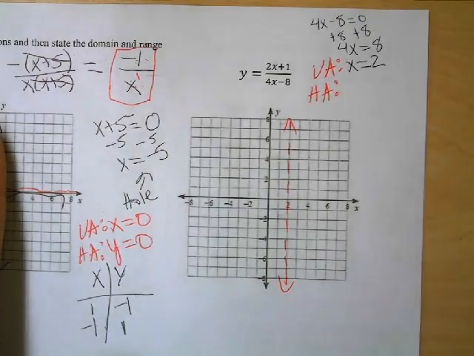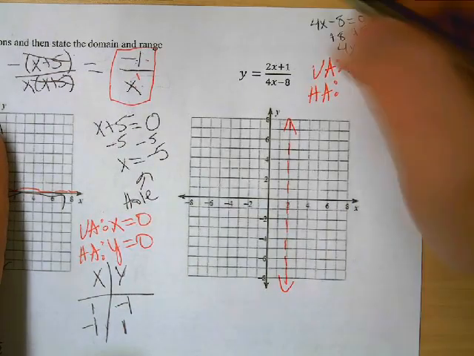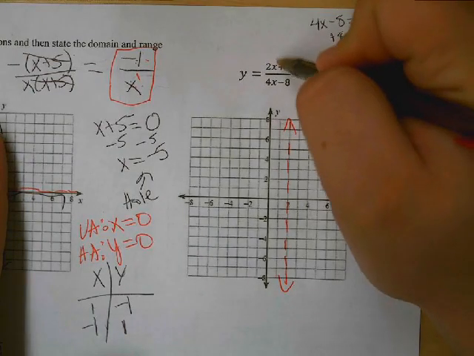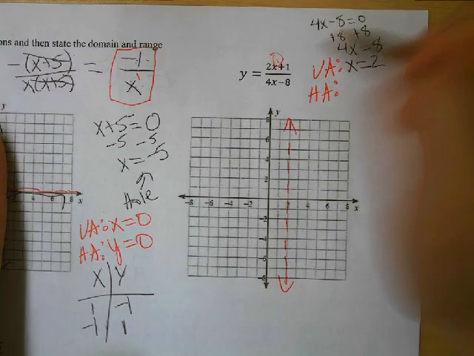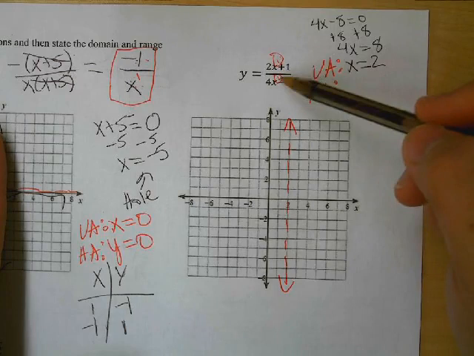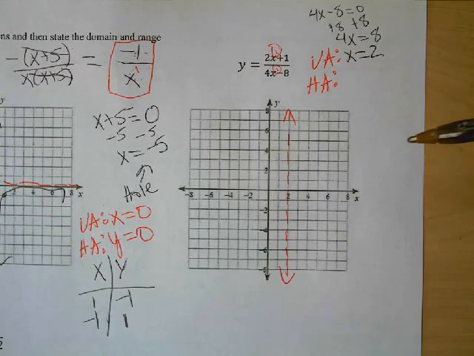Okay. Now I need to figure out my horizontal asymptote. I kind of want to look at the degrees of my numerator and my denominator. So what's the degree of my numerator? 1, right? Because we look at their exponent. That's just 1 there. What's the degree of the denominator? 1. So the degree of my numerator equals the degree of my denominator. So what does that tell you about where the horizontal asymptote is going to be? Is it going to be like the fractions of the lead coefficients?